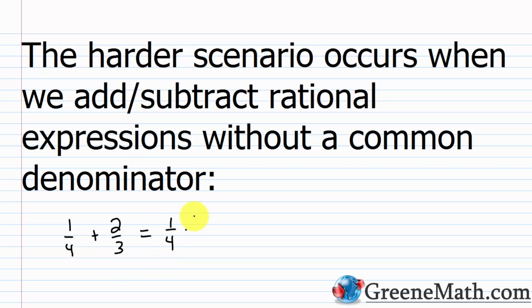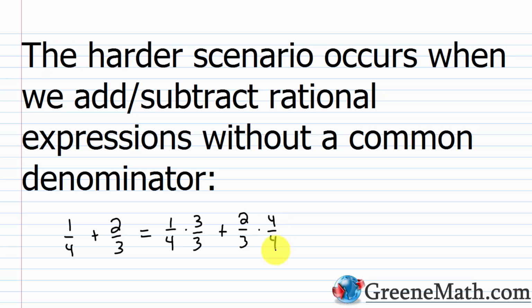So I multiply this by 3 over 3. Remember, that's a complicated form of 1, so it just changes the way it looks, not the value, right? So it's still worth 1/4 in the end. And then plus, I'll have 2/3. I'm going to multiply this by 4 over 4.